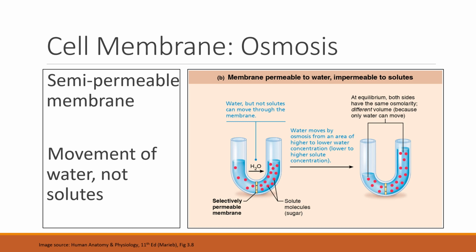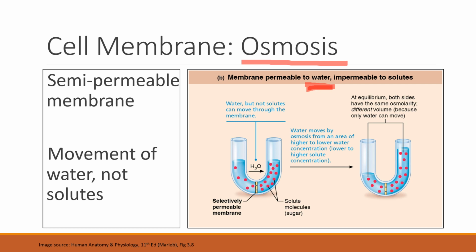Next, we have the concept of osmosis. We're going to dive a little bit deeper into osmosis at the lab portion. But essentially, one of the big differences between osmosis and diffusion is that when we were looking at diffusion, we were looking at particles, solutes, the little dots that are floating around in the water. When we're talking about osmosis, we're really just talking about the movement of water, not the solutes.